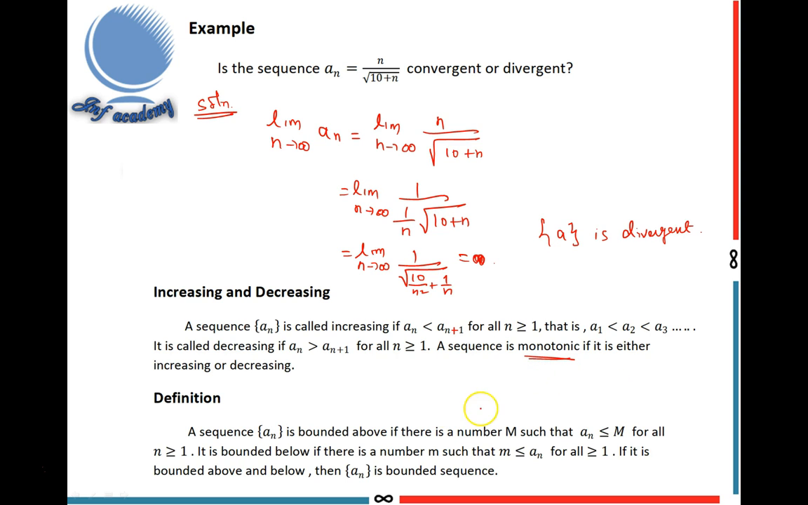Next definition. A sequence an is bounded above if there is a number M such that an less than or equal to M for all n greater than or equal to 1. It is bounded below if there is a number small m such that m is less than or equal to an for all n greater than or equal to 1. If it is bounded above and below, then an is a bounded sequence. This is the definition of bounded above, bounded below, and bounded sequence.